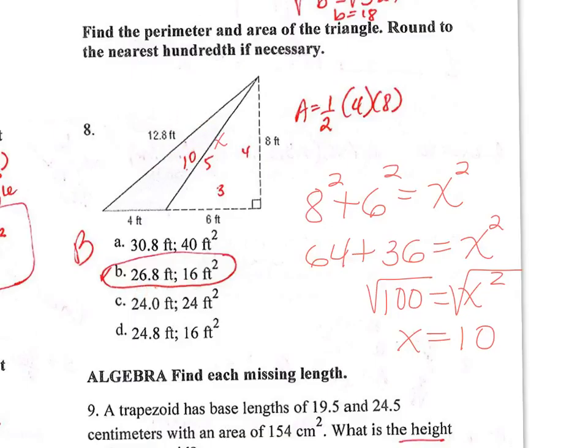And then for the area, well, it's just 1/2. The base is 4. The height is 8. So it's 1/2 times 4 times 8. And that gives you 16. That was number 8.